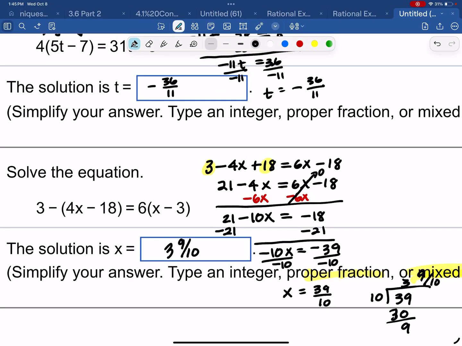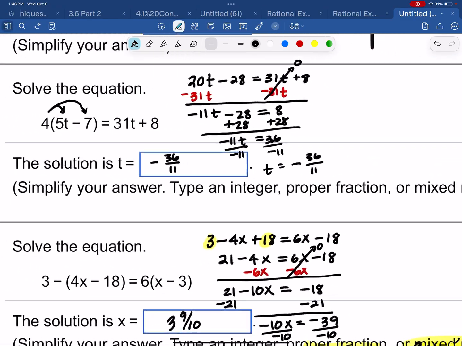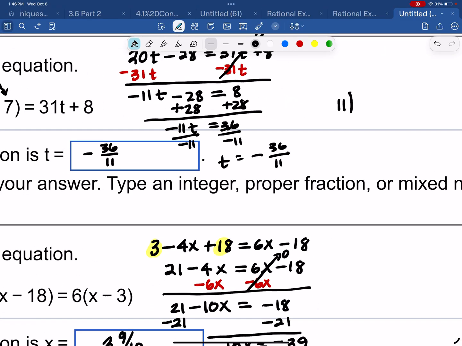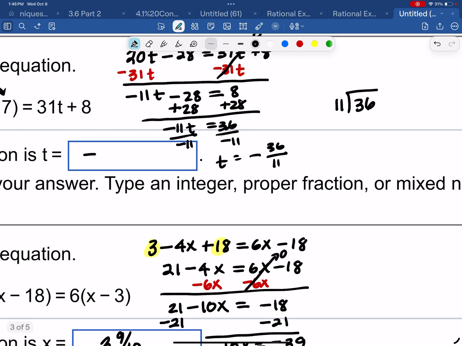That means we need to go back to this last one, number 8, and go 11 goes into 36. And I know it's going to be a negative, all right? It's going to be a negative because we got a positive and a negative. And so that's going to go 3 times. 3 times 11 is 33. And I have 3 left over, so 3 3/11. So it's negative 3 3/11.